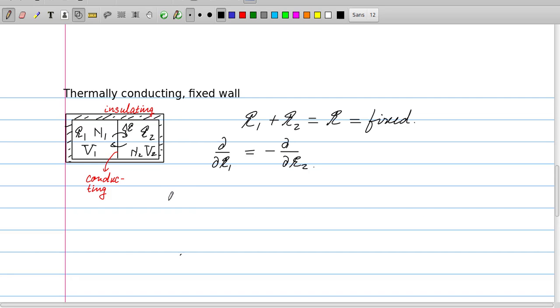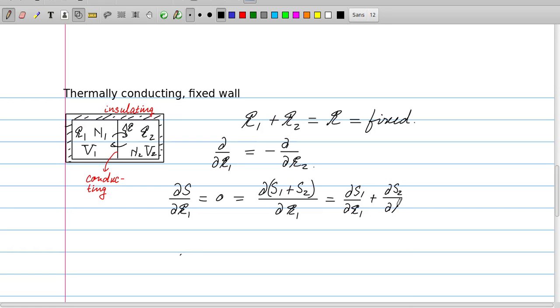And so what we can say is that if S reaches its maximum, then we should have dS/dE1 must be 0. And we can write that as dS1 plus S2 taking the derivative with respect to E1, and obviously I suppose when I take this partial derivative that all the N1s, the V1s, etc., they are all fixed. It's only the energy which can vary. And we can write this as dS1/dE1 plus dS2/dE1. But now we use this rule which says that this is equal to dS1/dE1 minus dS2/dE2.